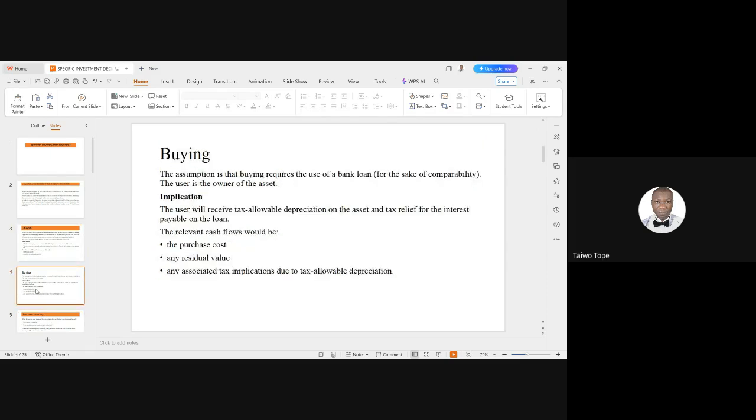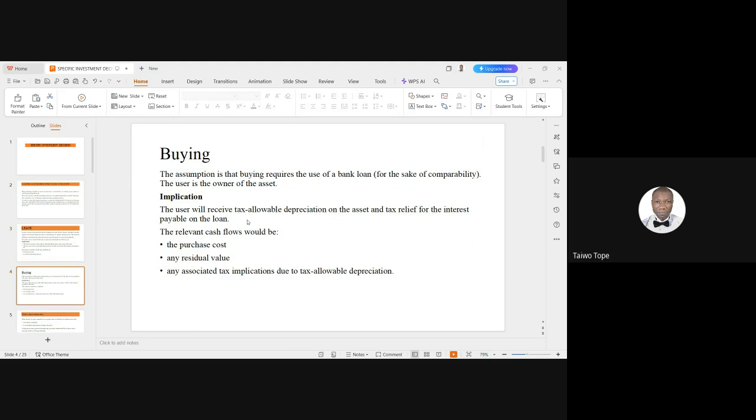So when it comes to buying, which I've also talked about, the assumption is that buying requires the use of a bank loan for the sake of comparability. So the user is the owner of the asset. The implication is that the user will receive tax allowable depreciation on the asset and tax relief for interest payable on the loan.